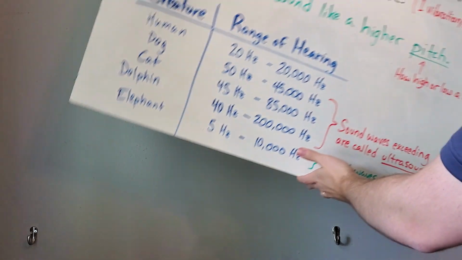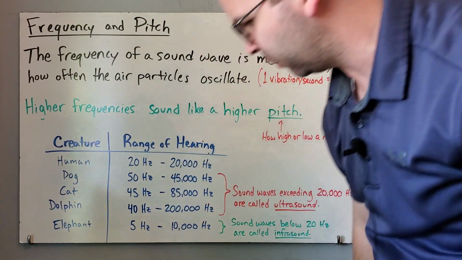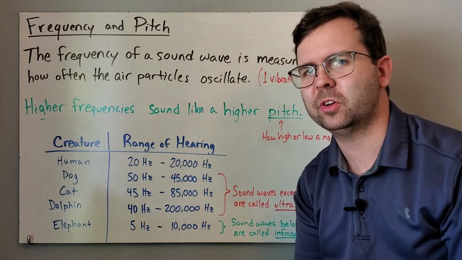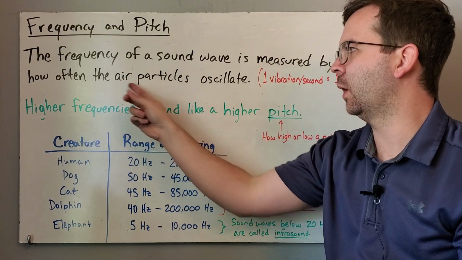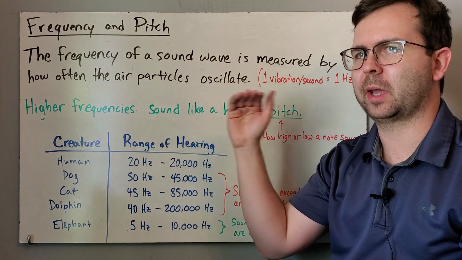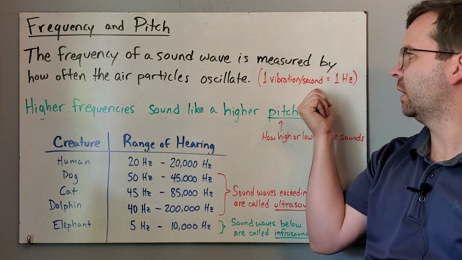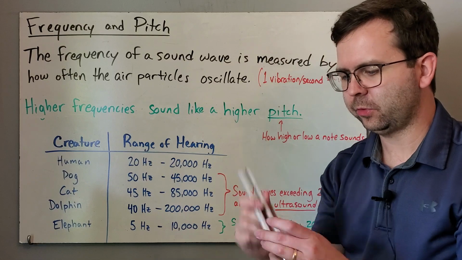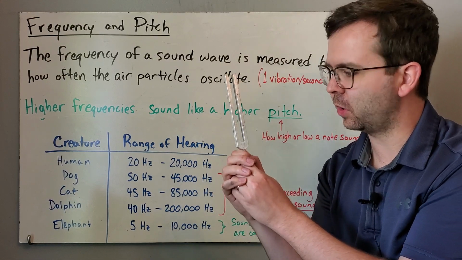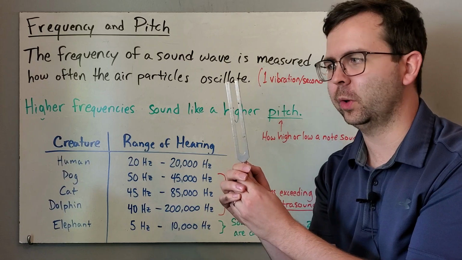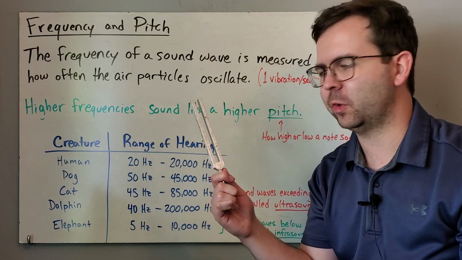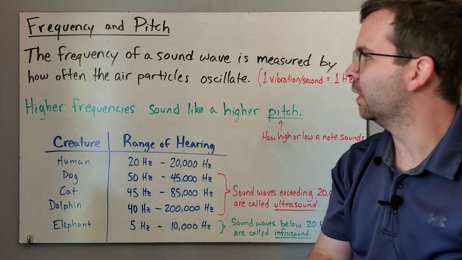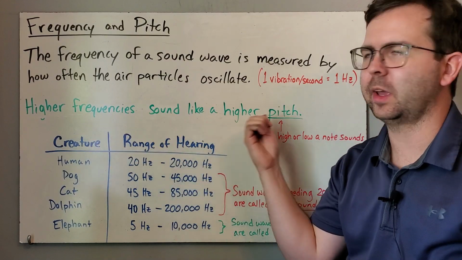So let's talk about one other aspect of sound waves that's really essential to understanding sound, and that is the pitch of a sound wave. I've already kind of mentioned it. The frequency of a sound wave is measured by how often the air particles oscillate or vibrate back and forth. One vibration per second is equal to 1 hertz. This tuning fork oscillates at 256 times per second, so it'll bump into air molecules 256 times per second. So it's got a frequency of 256 hertz. This is middle C.